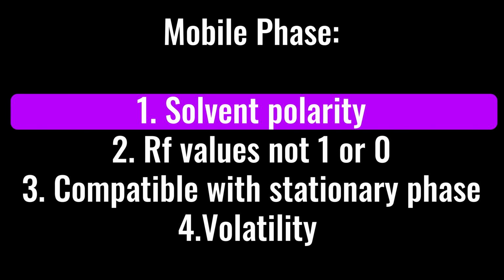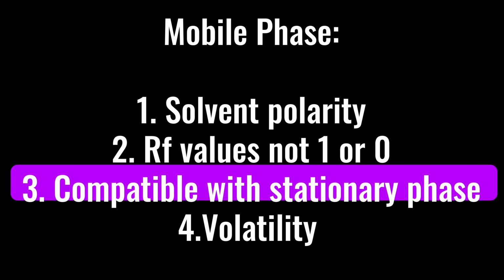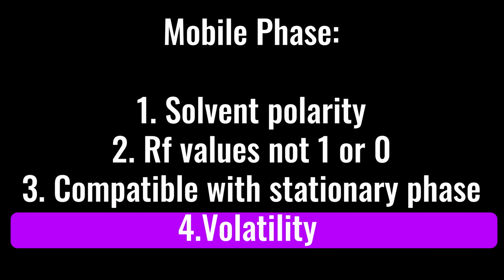Now, talking about the mobile phase again, it's actually pretty important. Number one, your mobile phase can't be too polar or too non-polar. And this is actually where RF values come in. The RF values cannot be 1 or 0. If the RF value is 0, you have to increase your solvent polarity because the sample won't move and it's sticking to the stationary phase. If the value is 1, you need to decrease your solvent polarity because the compound is not separating correctly. We also need to make sure that the mobile phase is compatible with the stationary phase and nothing reacts, and that you found the right mobile phase formulation so you can actually separate your compounds. And lastly, you do need to take into consideration if your mobile phase is volatile or not.